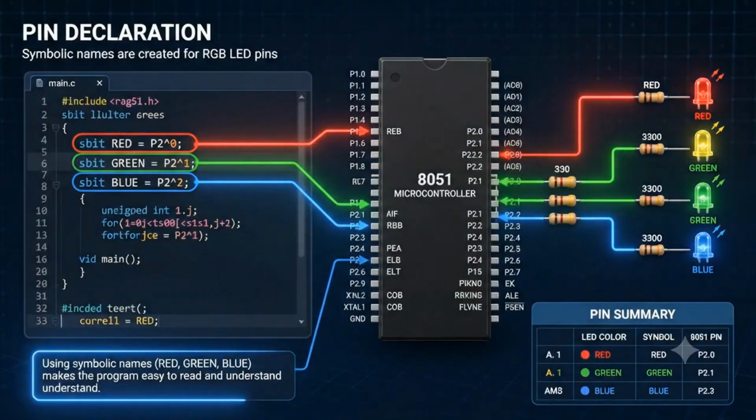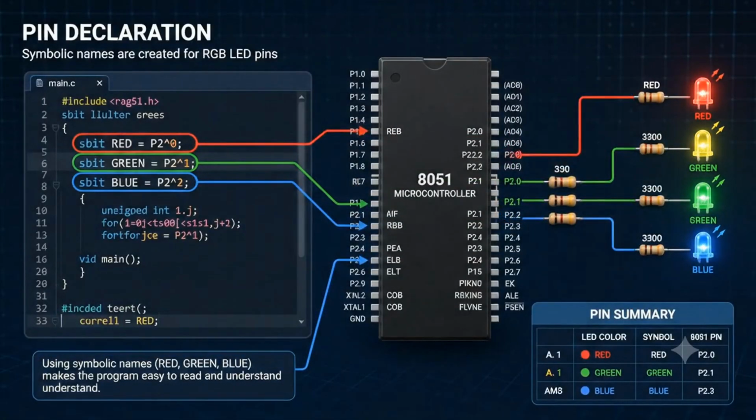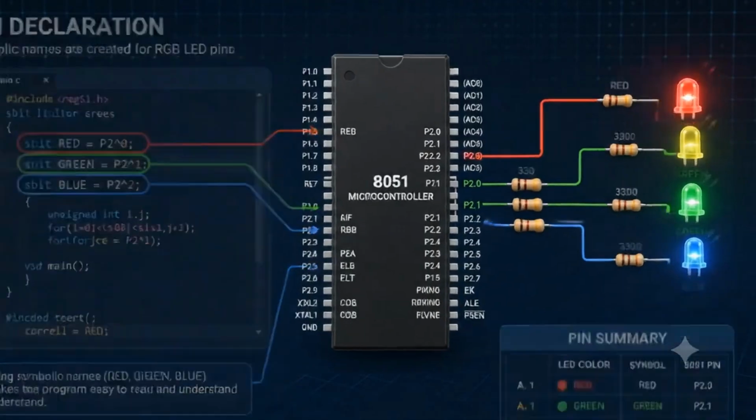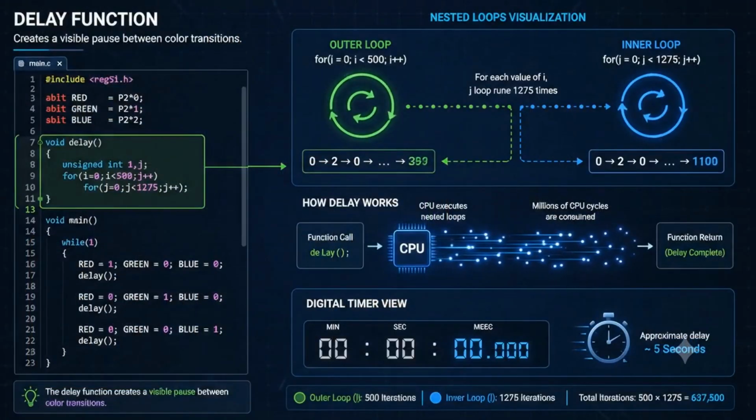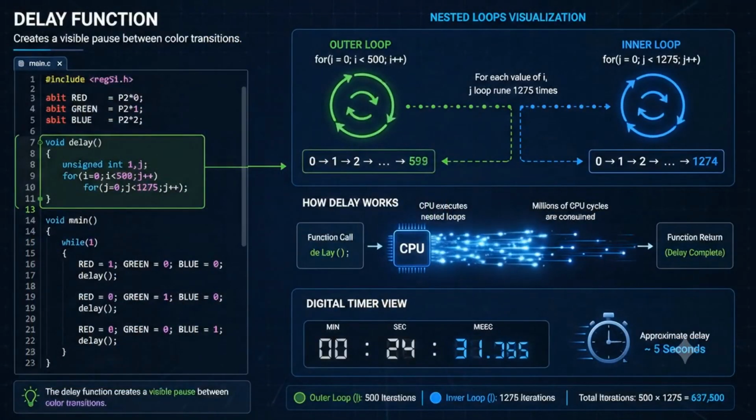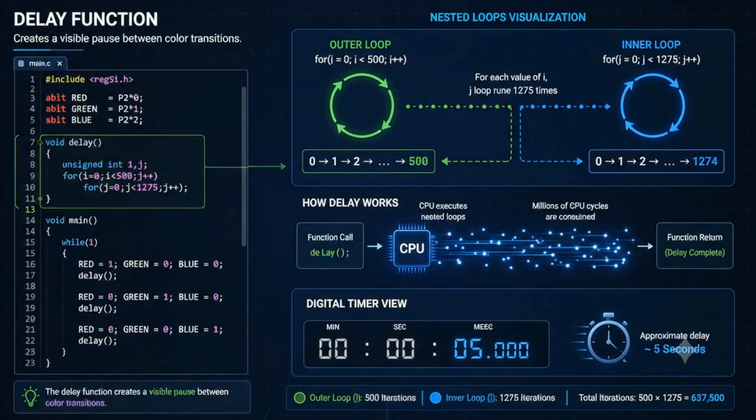3 symbolic names are created for the RGB LED pins, making the program easy to read and understand. The delay function creates a visible pause between color-to-color transitions.